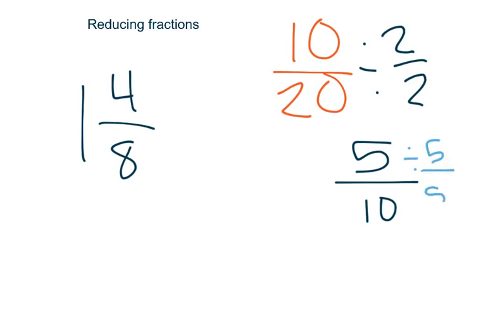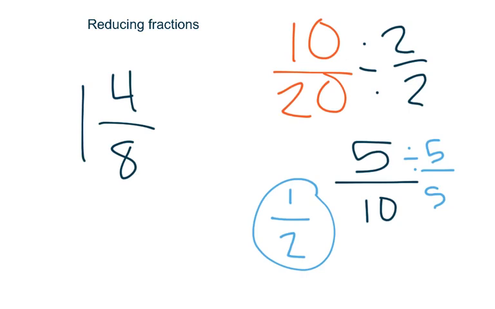And remember, you have to do the same thing to the top and to the bottom. 5 divided by 5 was 1, 10 divided by 5 is 2. Now, some of you are going, duh, Mr. Longcourt, 10/20ths is the same thing as 1/2. But what I did is the process to show why it works.